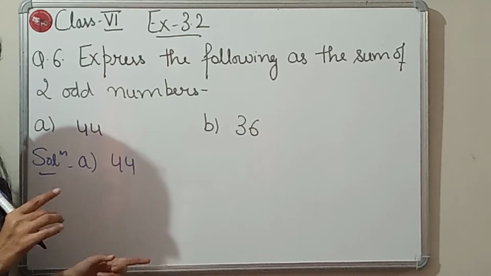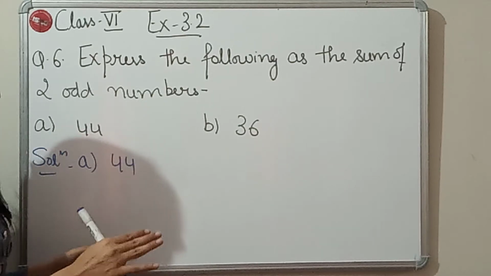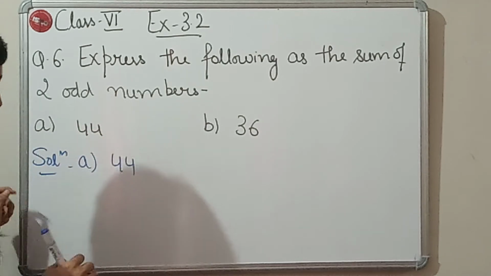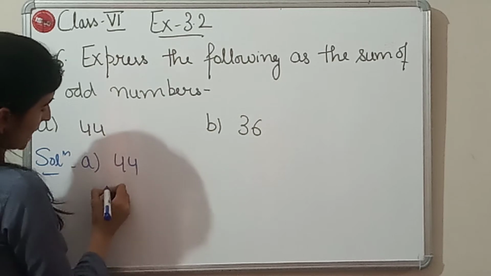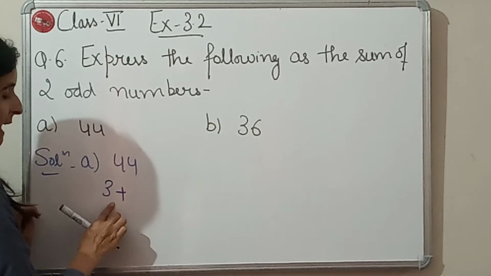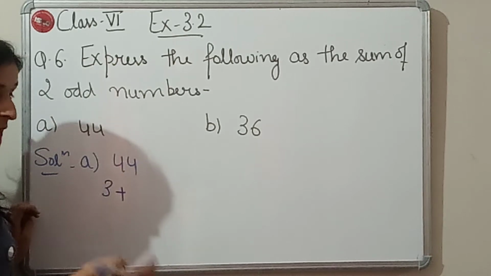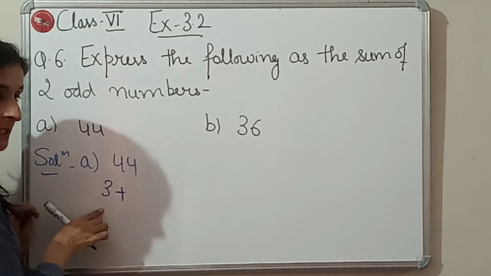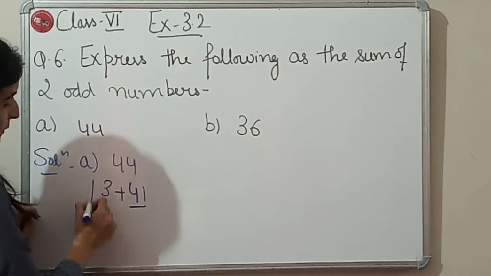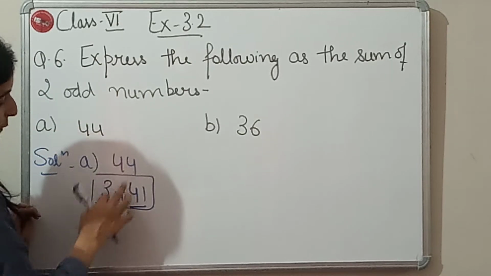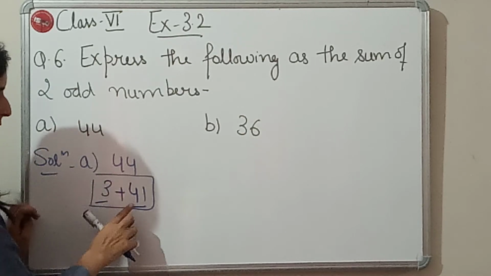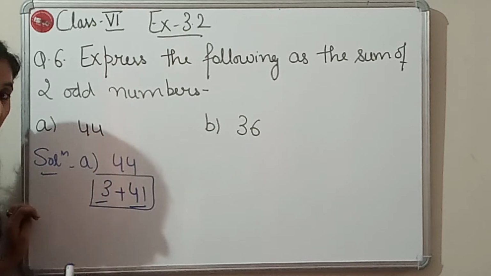So the first odd number is 1, but I am not going to take 1. I am going to start from 3. Okay, so let us start. If I am starting with 3, what are we going to add to 3 to get 44? 44 minus 3 is 41. So 3 and 41. We can write 44 as 3 plus 41. Yes, because 41 plus 3 is 44 and 3 and 41 both are odd numbers.